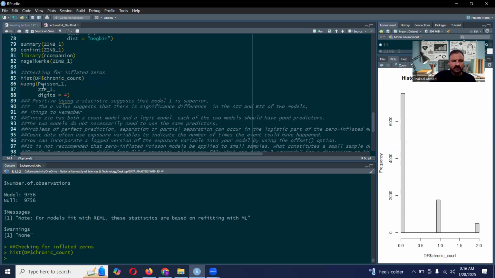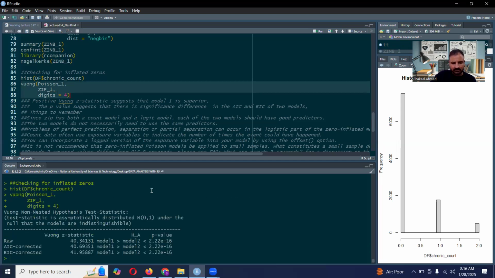And the second thing, you can just compare the two models, Poisson and ZIP model. But keep in mind that while comparing the two models, one model should not be nested in the other model. There should be an equal number of predictors in the two models. Then you can compare. So the Vuong test suggests which model is better in terms of AIC values and BIC values.